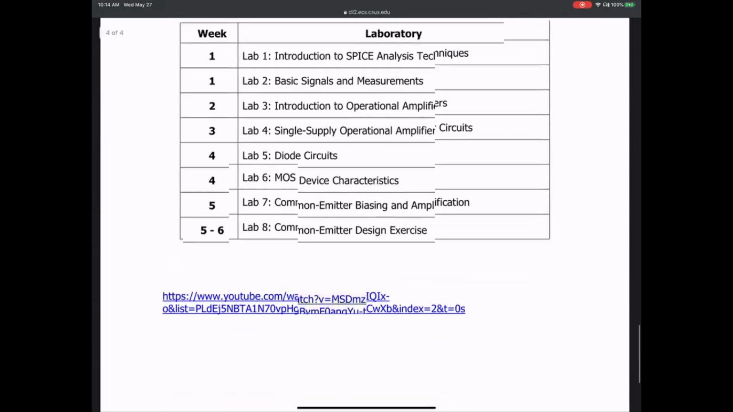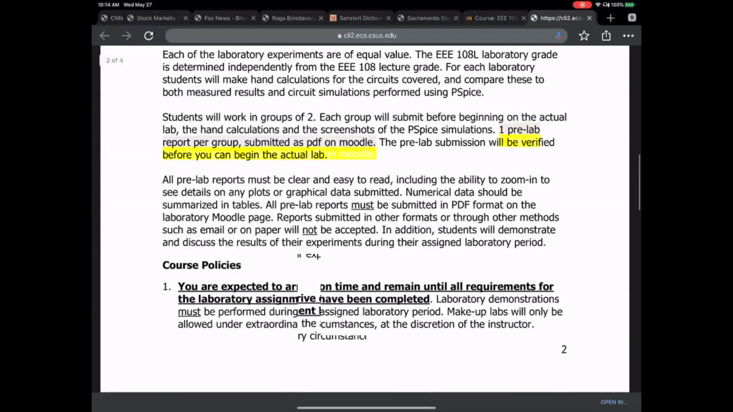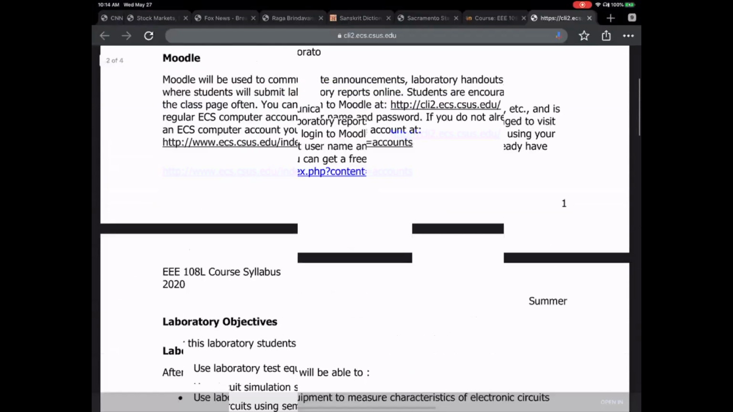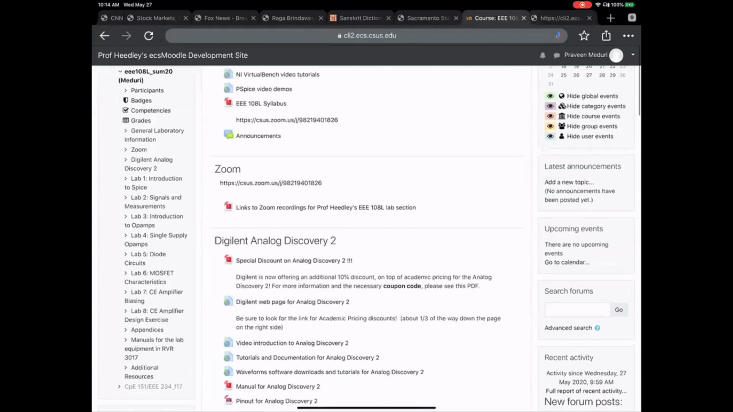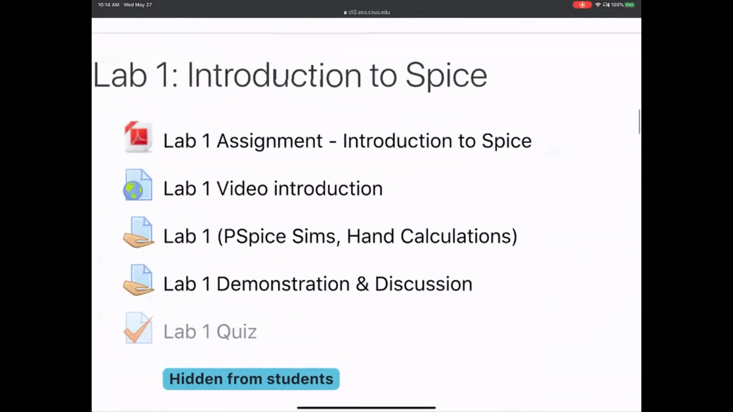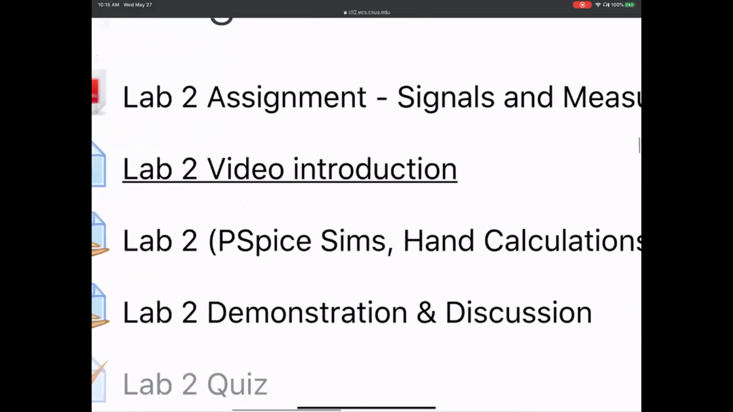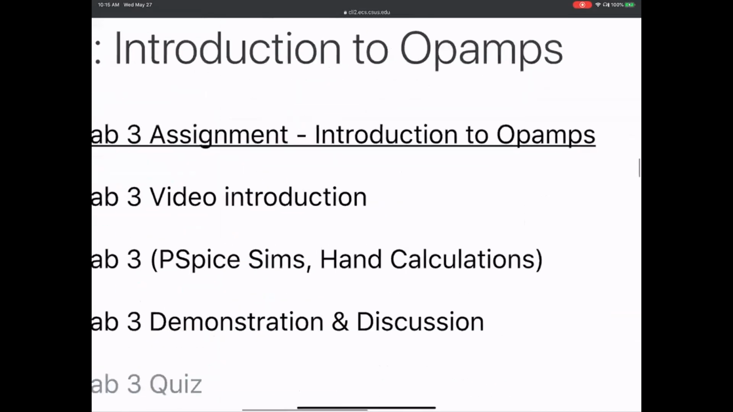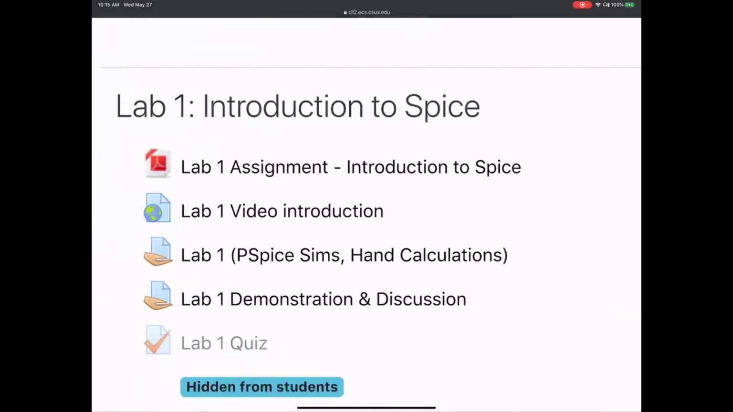Okay, that's about the list of labs throughout the semester. And what you want to do is make sure that you have a good idea of who you're working with. Then for the first lab, as you can see, each lab has a video introduction. Similarly, each lab has a repository to submit PSpice simulations and hand calculations.